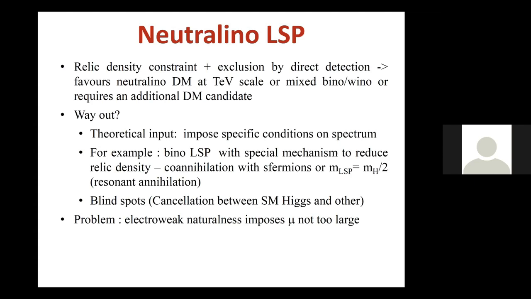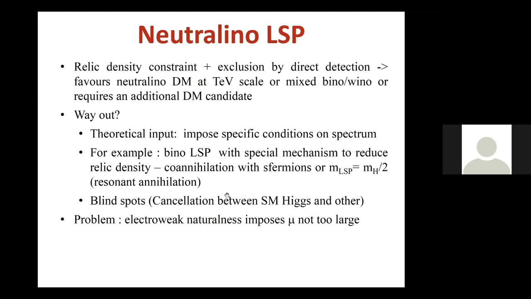So you can use your theoretical input and impose specific conditions on the spectrum. I've mentioned that before. For example, if you take a Bino LSP, it tends not to annihilate efficiently enough to get the correct relic density, but you can use a special mechanism to reduce it. Either require that it's not absolutely pure Bino, but has a small component, it couples to the Higgs and its mass is very near the mass of the Higgs over two, or you can require that you have some other fermion that for some reason has a mass very close to the Bino LSP and helps its annihilation.